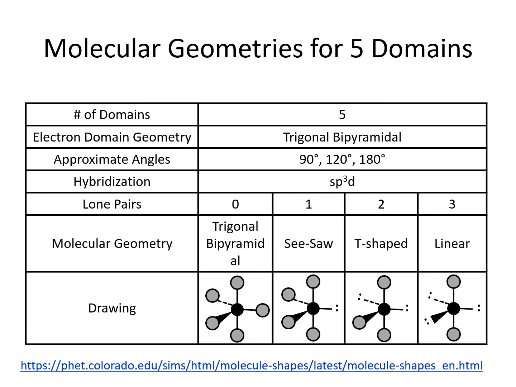When there are 5 domains, the molecule has trigonal bipyramidal electron domain geometry, corresponding to 90, 120, and 180 degree bond angles, and sp3d hybridization. 5 domains with 0 lone pairs has trigonal bipyramidal molecular geometry. 5 domains, one of which is a lone pair, is seesaw molecular geometry.